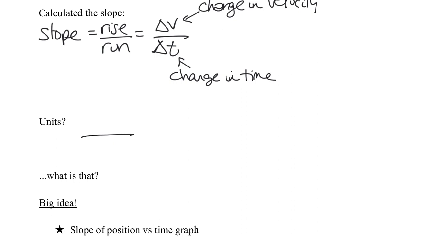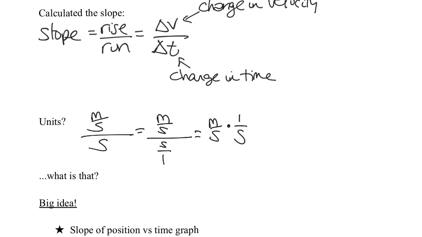Yeah, because delta V was going to be meters per second. Delta T was going to be seconds. And then we just have to remember how to do algebra, right? So it's meters per second divided by, you can write that as seconds over 1. And now we have 2 fractions divided, right? So you take the first one and you multiply by the reciprocal. And so that's how you get meters per second squared.